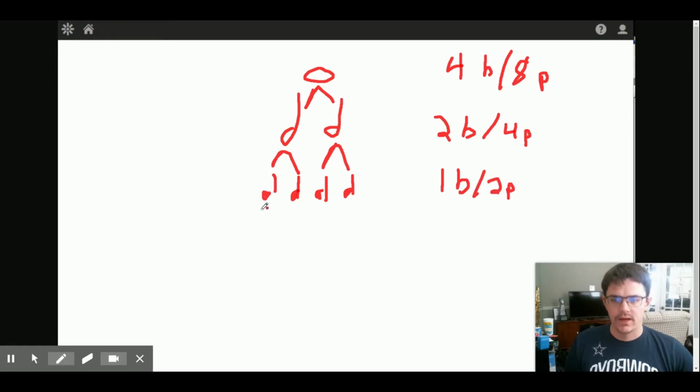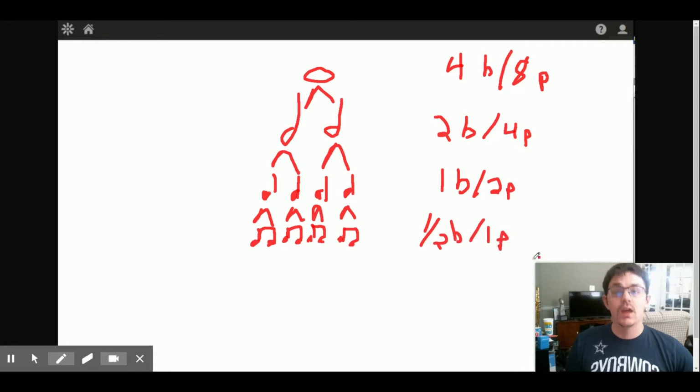And then if we break that in half, we get the smallest note that we know so far, which is our eighth notes, which are each going to be half of a beat and 1 pulse. One half beat, 1 pulse. Now, that's our rhythm tree as we know so far. Today we're going to take one step farther.